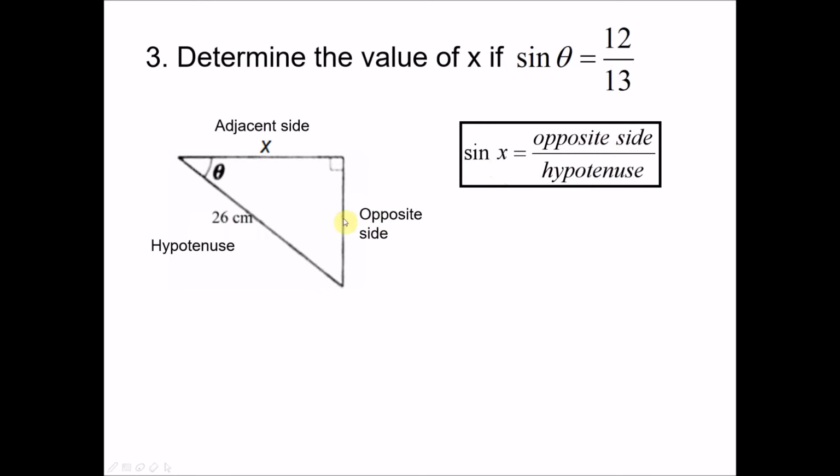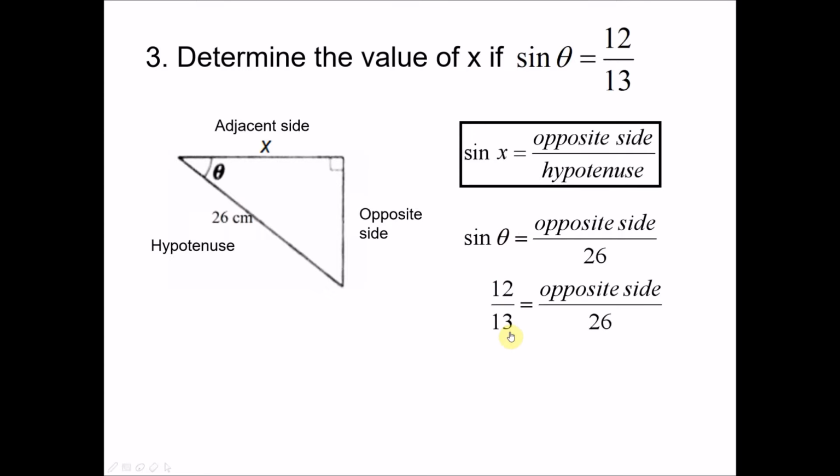The opposite side given is this side, and the hypotenuse given is here, which is 26. Since there is no label here, we just call this side the opposite side. And we can rewrite this as sin theta equals opposite side over hypotenuse, which is 26. And given sin theta is 12 over 13, we replace this with 12 over 13. We move the 26 here, you get 12 over 13 times 26. Calculate this, we get the opposite side equals 24.